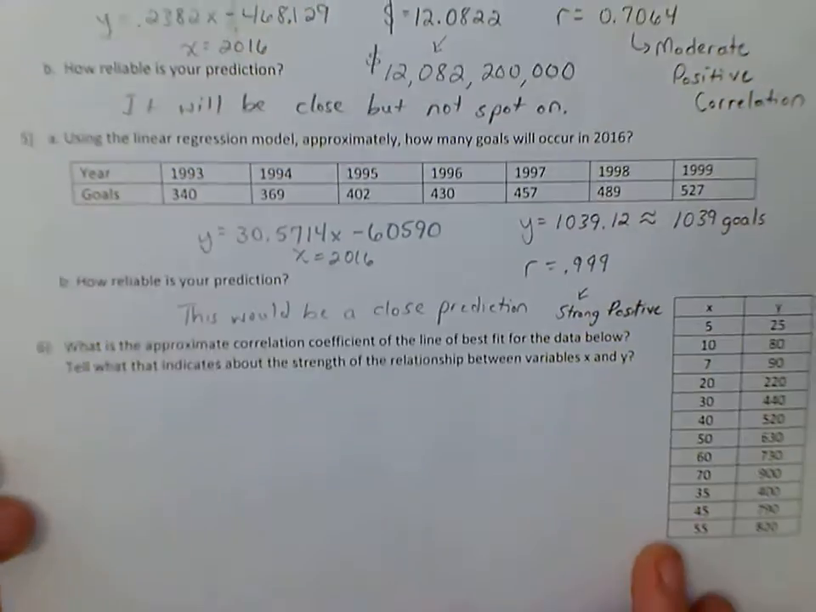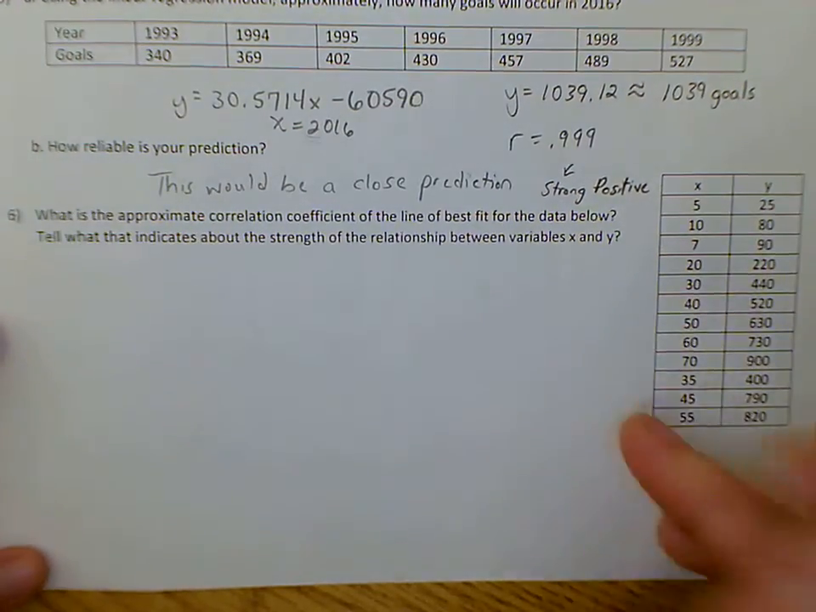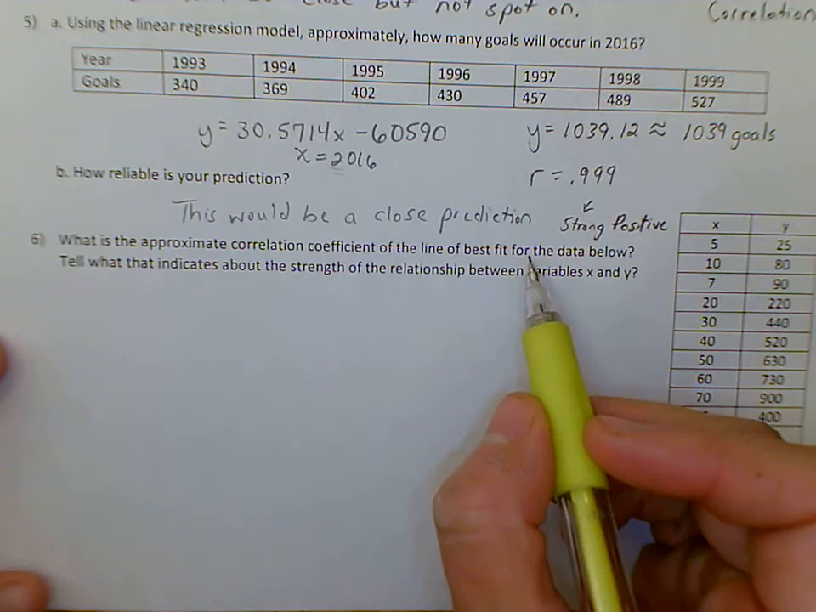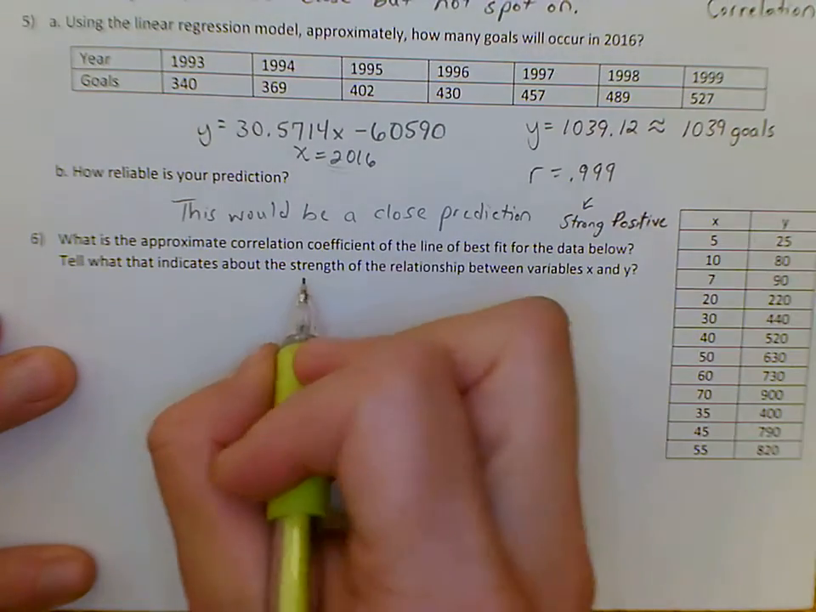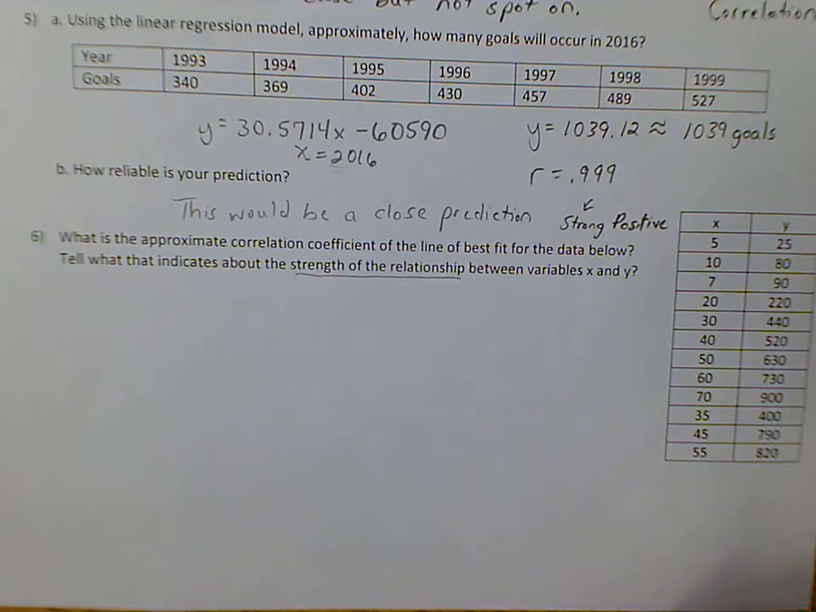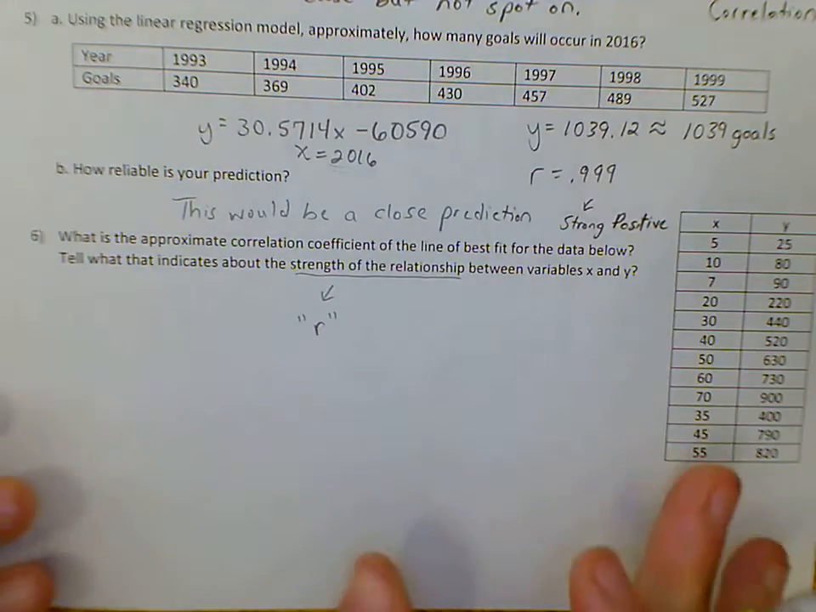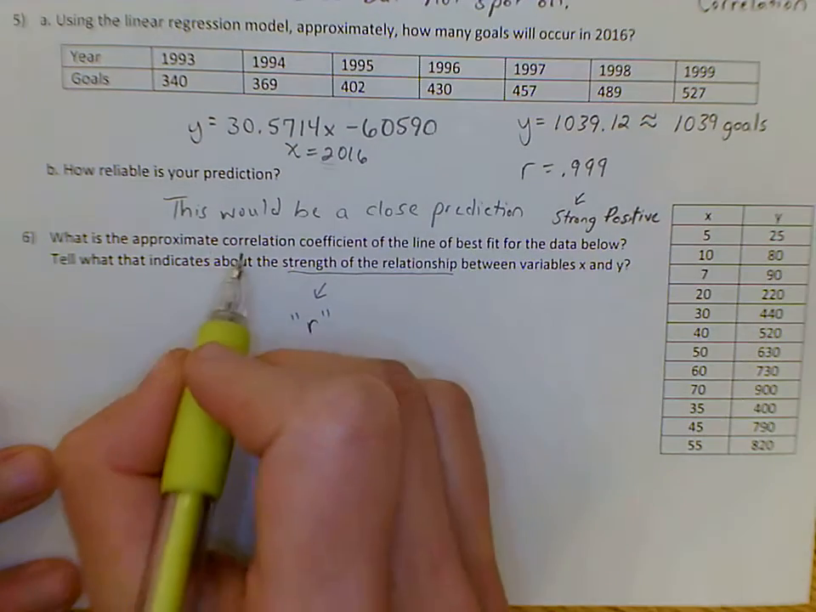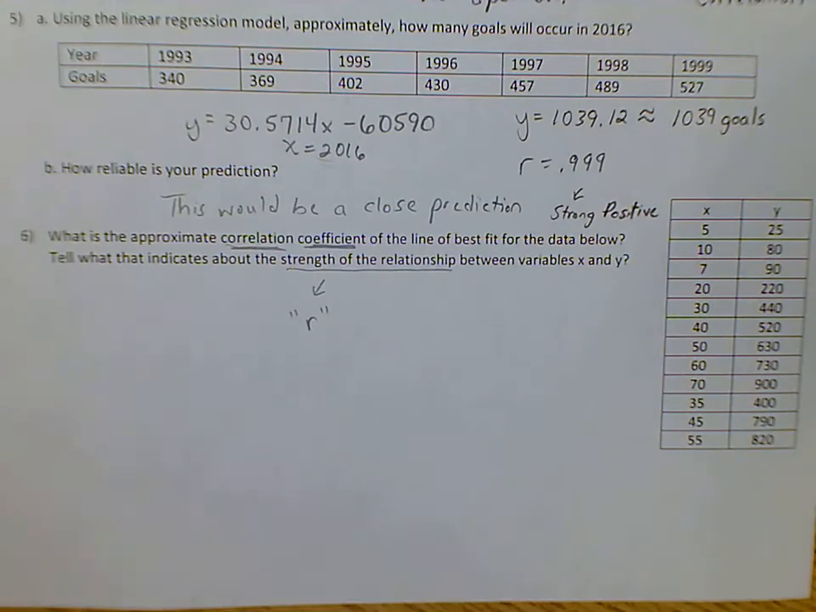So the last thing gives you a table. It doesn't really even tell you what they're comparing here. They just label it as X and Y. And it says, what is the approximate correlation coefficient of the line of best fit for the data below? And then tell what it indicates about the strength of the relationship between them. So you will type this in, but anytime it's asking to describe the strength of the relationship, that's going to come from the correlation coefficient. So that's telling me right now that after I type this in, I'm looking for that correlation coefficient, okay? And it even asks you to find it, so that's kind of giving you a hint about that. But anytime it talks about strength, make sure you find that, all right?